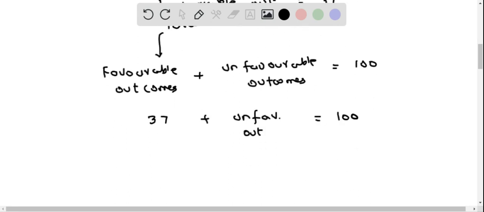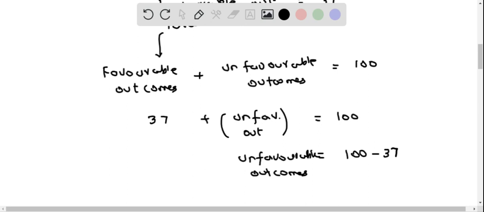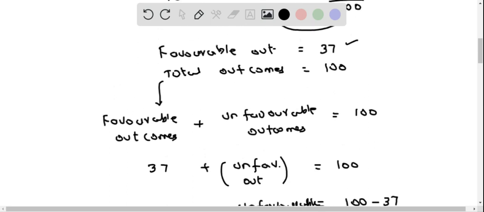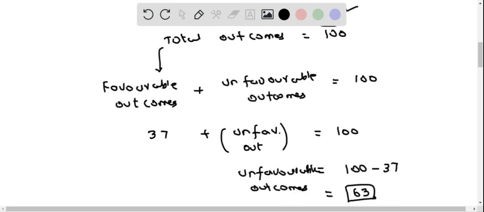So we can determine the unfavorable outcomes by subtracting 37 from both sides. So we have unfavorable outcomes equals 100 minus 37, and this equals 63. So we have determined the unfavorable outcomes equals 63 and favorable outcomes equals 37.